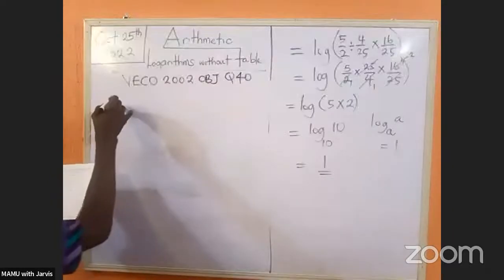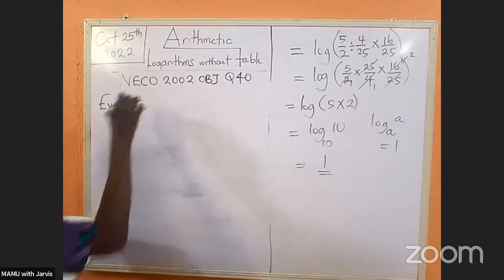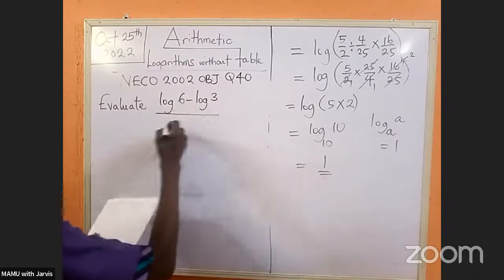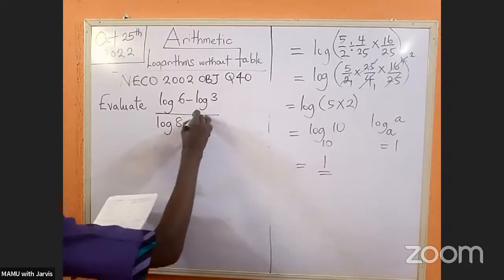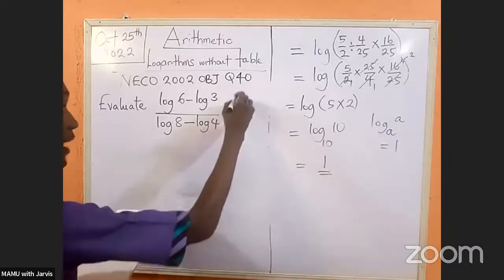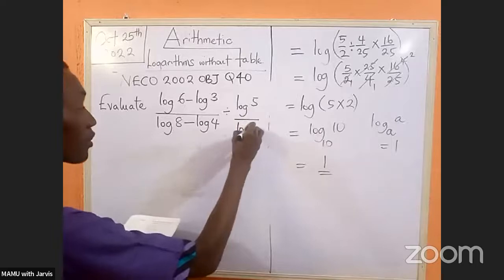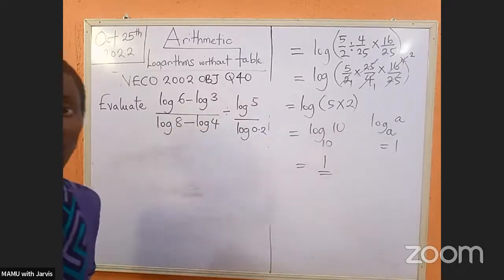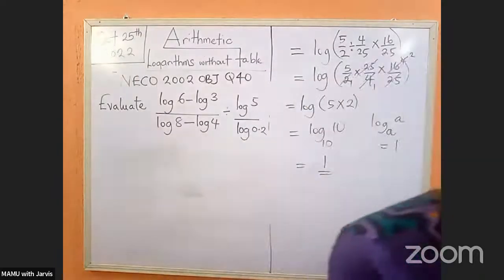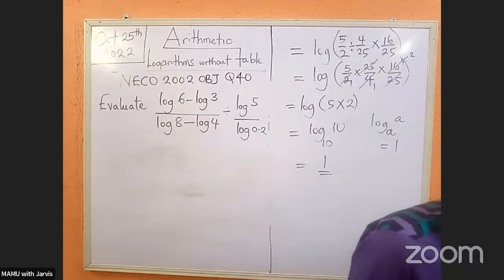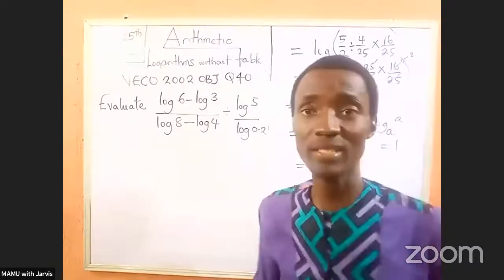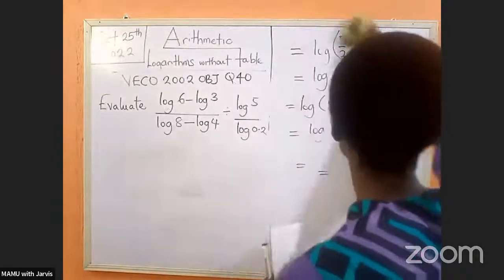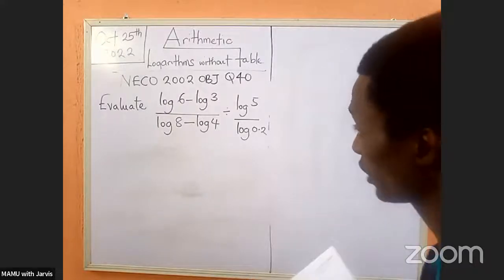All right, this one is quite long. It says evaluate log 6 minus log 3 all over log 8 minus log 4, divided by log 5 over log 0.2. So we have to divide this over this by this over this. Okay, so let's see how we handle that question.